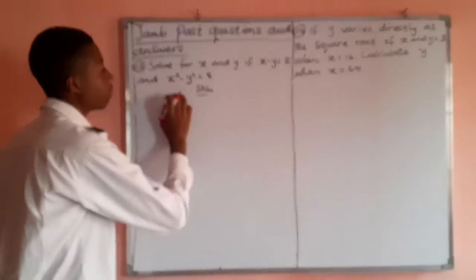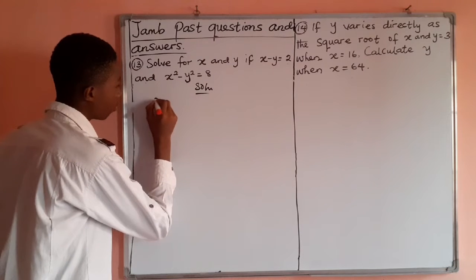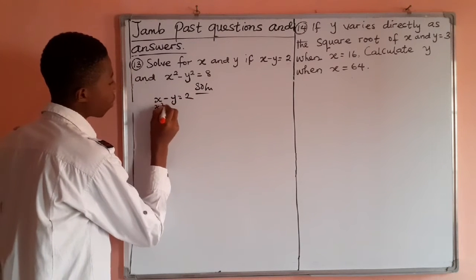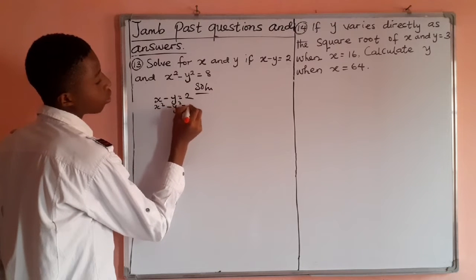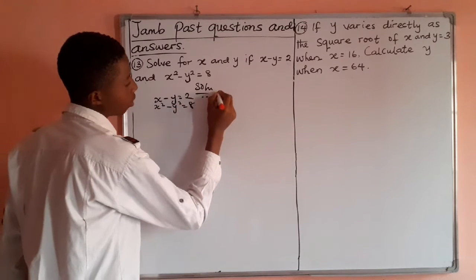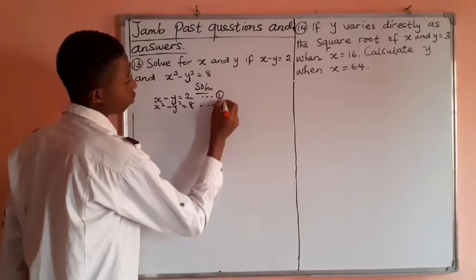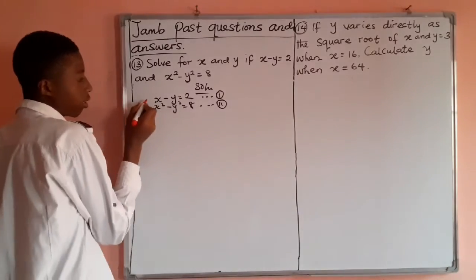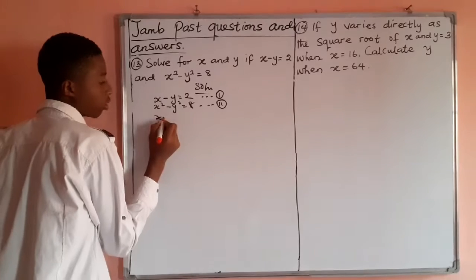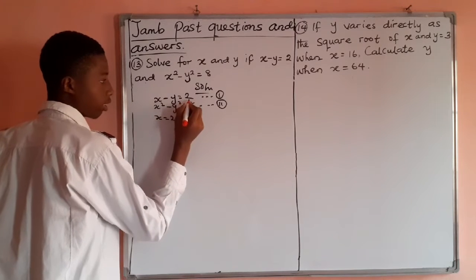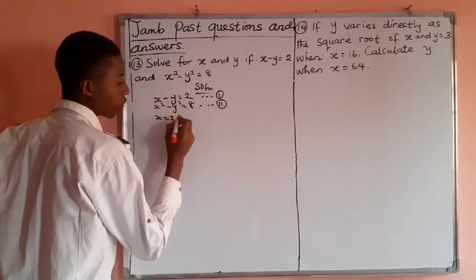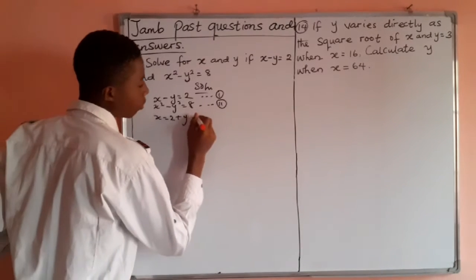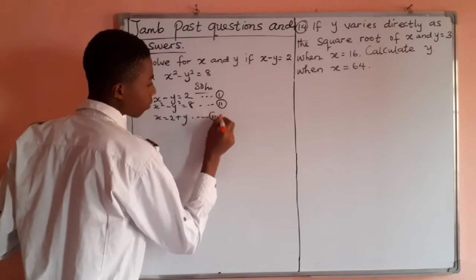Equations 1 and 2 are already given to us: x minus y equals 2, and x squared minus y squared equals 8. This will be our equation 1 and this will be our equation 2. Now to get equation 3, we make x the subject of the formula. x is equal to 2, crossing over gives us plus y. So x equals 2 plus y will be our equation 3.